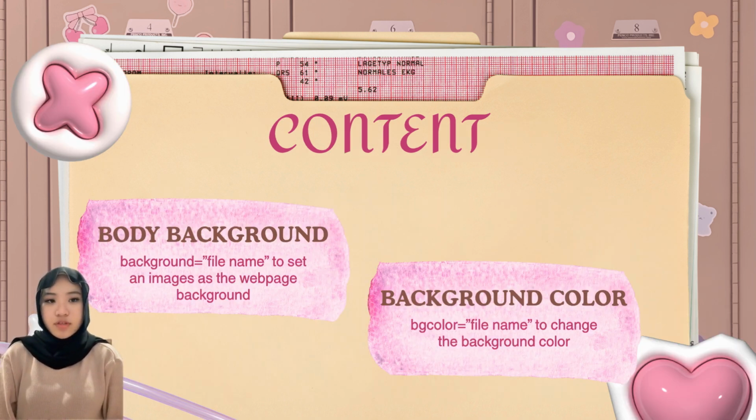Next, let's move on to the content section. Now that we understand the basic text, let's look at how we can customize and beautify the background of our web page using specific attributes inside the body tag. The first option we have is setting an image as our background using the background file name attribute.